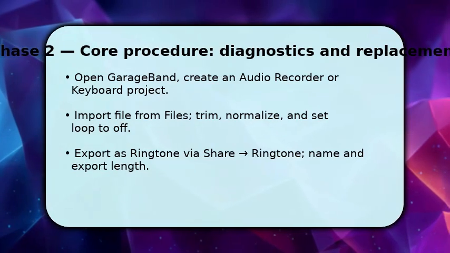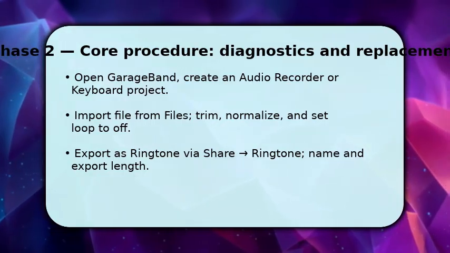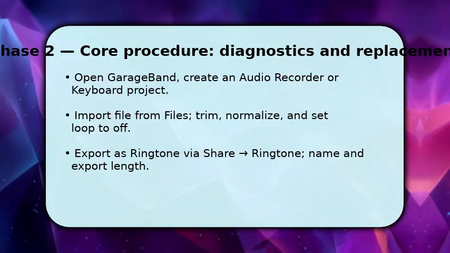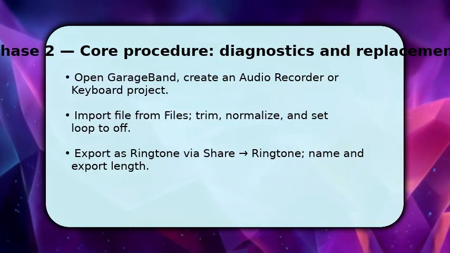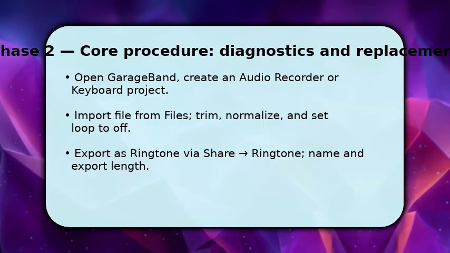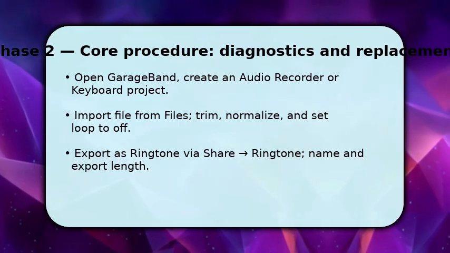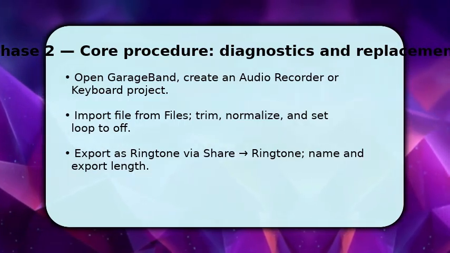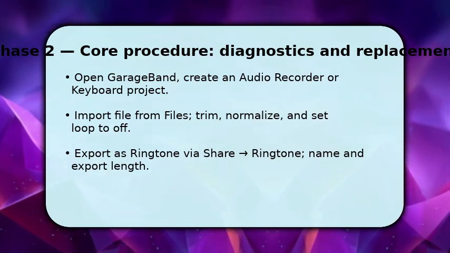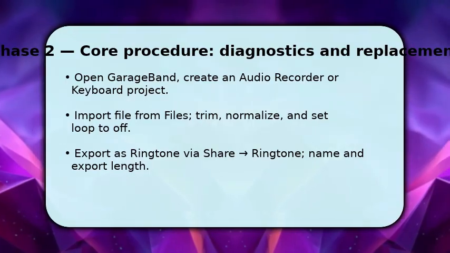Now you import the file into GarageBand and set it up for export. Create a new audio recorder or keyboard project, then drag or import your sound from files. Trim the clip to the desired section, normalize volume, and disable loops so it stops after one play. Once you're satisfied, tap the arrow, choose Share, then Ringtone. Name it and export. The app enforces export length, so make sure the clip fits. This produces a system-compatible tone that iOS will accept.